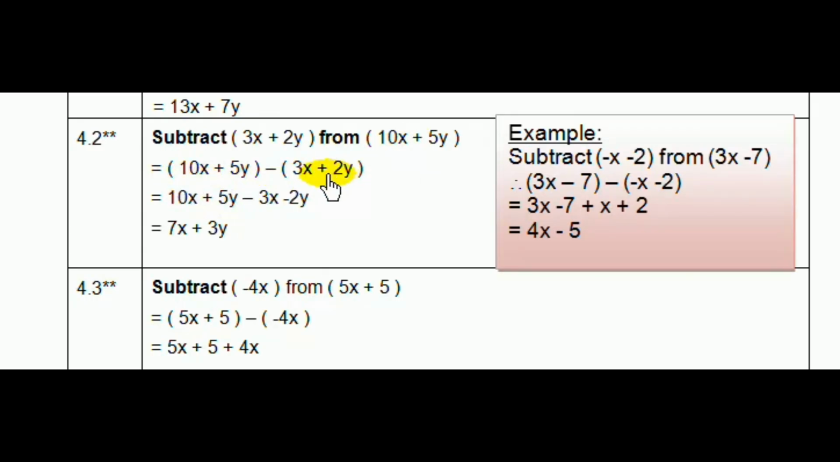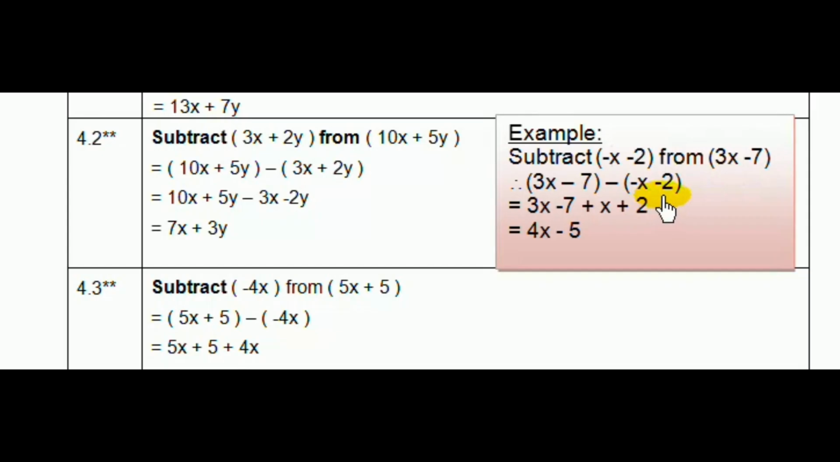And now get rid of the brackets. Remember to multiply that minus with each one inside, and the plus one in front of that, and then add those that are the same. There's another example here. Subtract minus x minus 2 from 3x minus 7. So start off with the back one, start off with the 3x minus 7, and then subtract all those negative numbers. Put it in brackets.